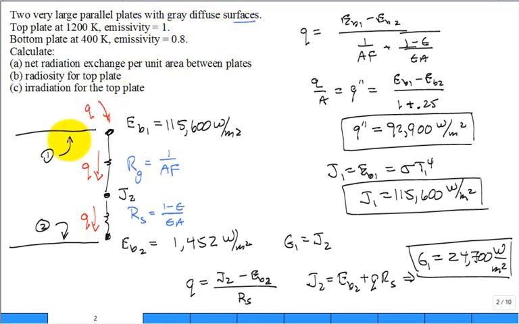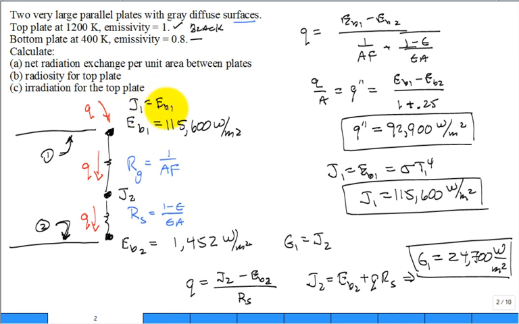So the top plate, surface 1, the bottom plate, surface 2. And the top plate was black because the emissivity is equal to 1. The bottom plate was not black, it's 0.8. So we built a radiative network with the EB nodes on the two surfaces and only a J2 node, radiosity node for the bottom surface. The J1 node, because 1 minus epsilon over epsilon A is the surface resistance, is equal to 0, it collapses, and so J1 is equal to EB1.